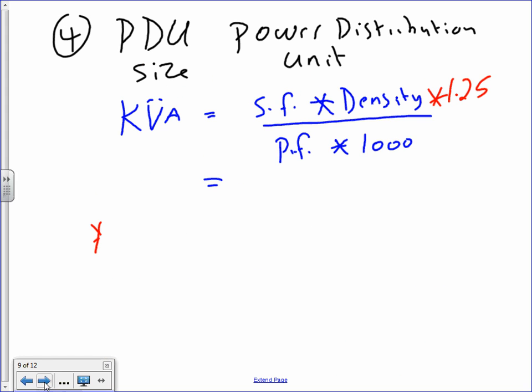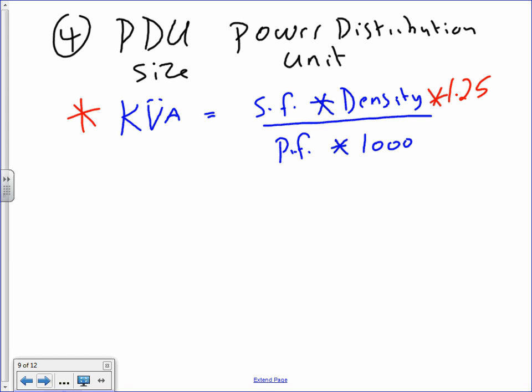Okay, so we sized the overcurrent protection device, and we sized the feeder for the UPS. The next thing that we need to size, guys, is the PDUs, power distribution units. Exactly the same formula that we use for the UPS. Same formula, right? Square foot multiplied by the density, multiplied by 1.25, divided by power factor, and 1,000.